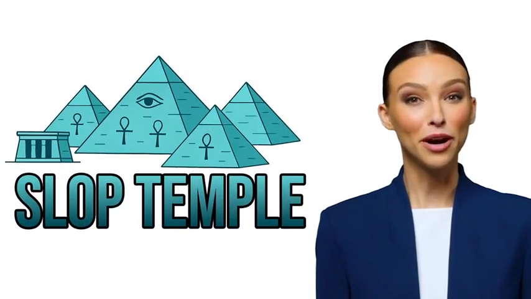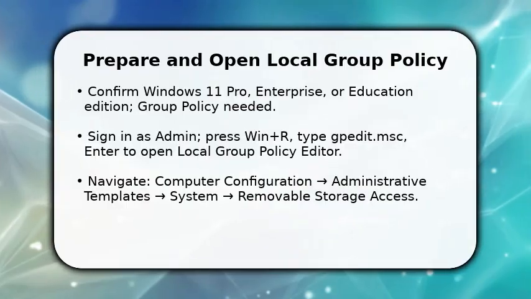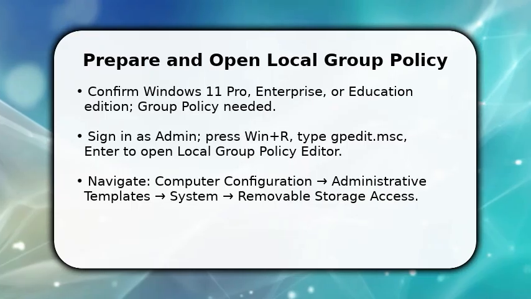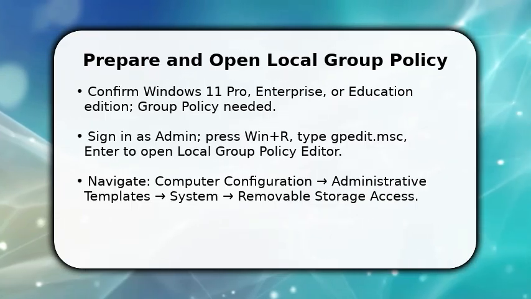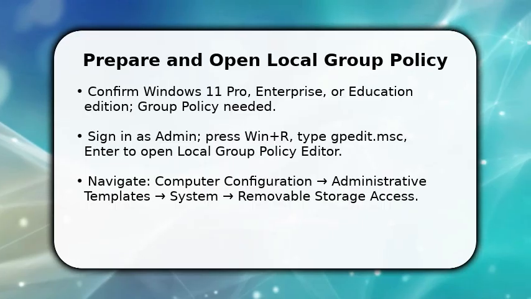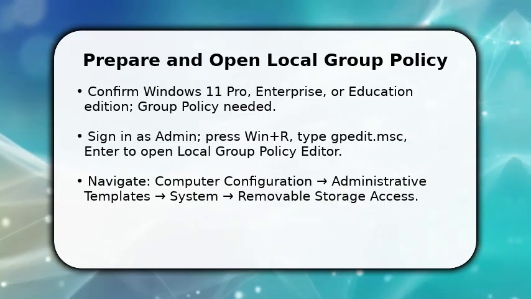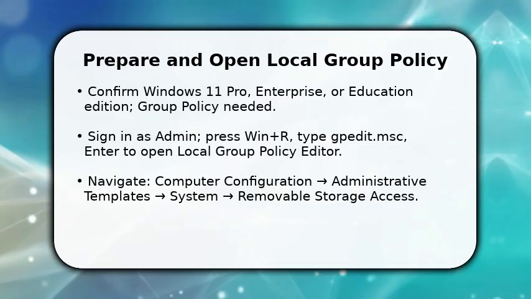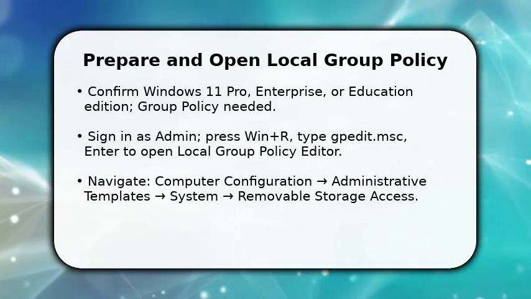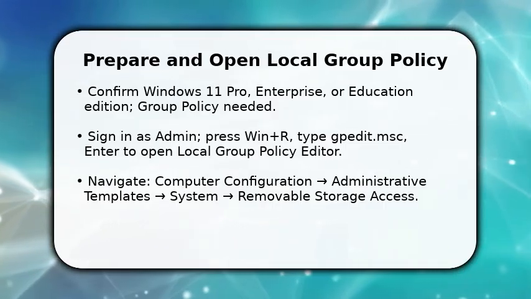We pray this video helps. You need an admin account and a Pro, Enterprise, or Education build, because Home lacks gpedit by default. Once signed in, press Win+R and run gpedit.msc to open Local Group Policy Editor. This is faster and safer than registry hacks.